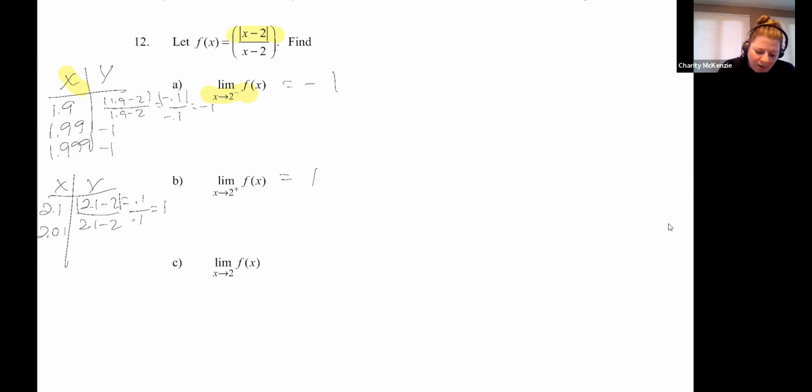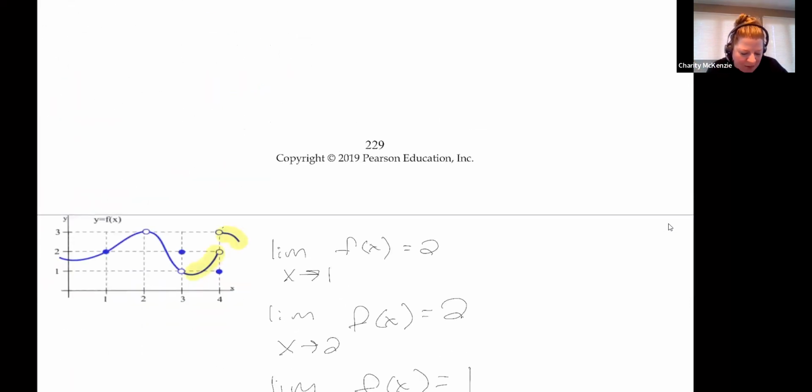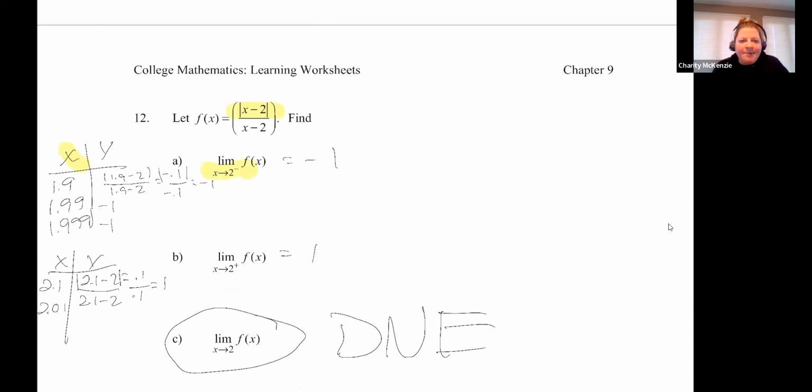So what is the full limit? Well, if the left side is negative 1 and the right side is 1, it does not exist. They have to be the same. You're not going to the same spot on both sides. So I'm going to unshare my iPad and share my screen real quick on my computer.